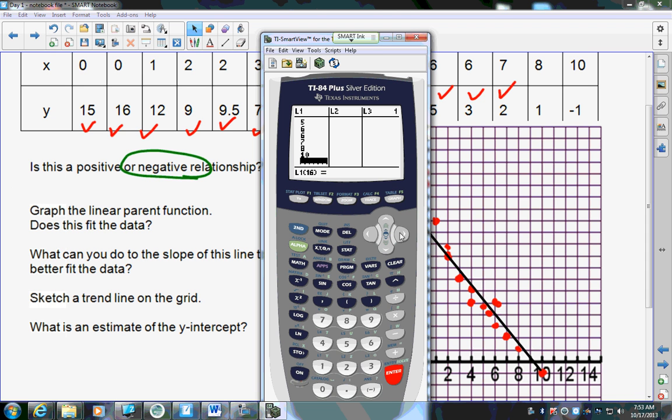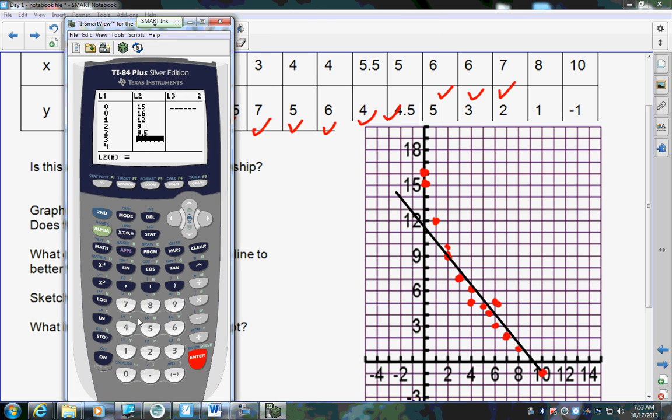Then to put in my Y numbers, arrow over to L2: 15, 16, 12, 9, 9.5, 7, 5, 6, 4, 4.5, 5, 3, 2, 1, and negative 1.